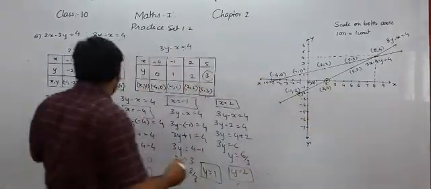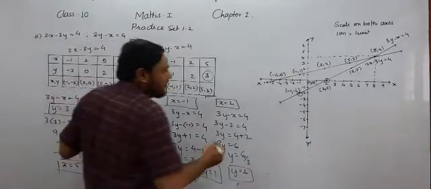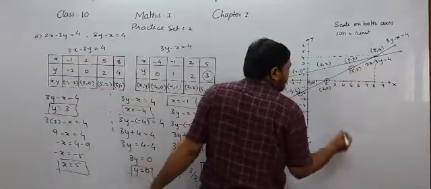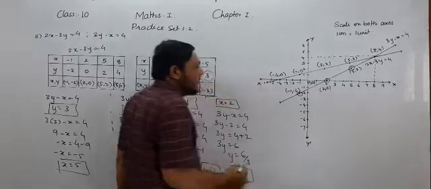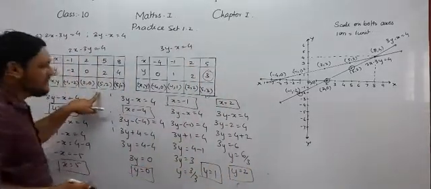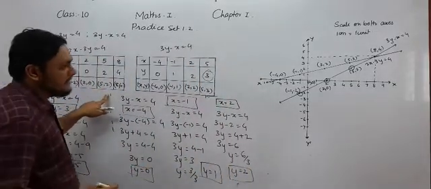This is the next point. Now after that, 5, 2. So this is the point 5, 2. The x coordinate is 5 and the y coordinate is 2. Keep in mind that the first coordinate is always x and the second coordinate is y.